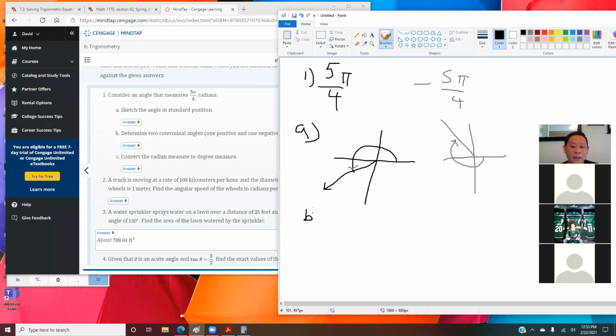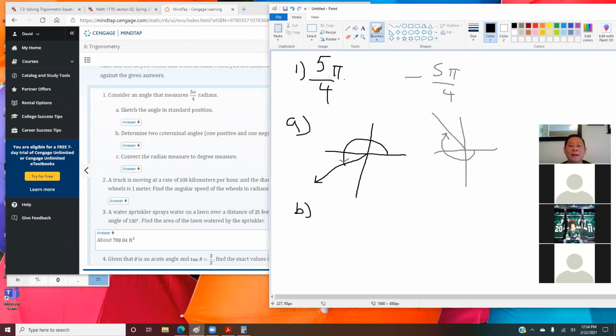Right. Next, B. Can you find me 2 coterminal angles? One is positive and one negative for this case. So how do you find the positive one? 360 degrees or 2 pi in this case? We don't use degrees because it's radians. So 360 degrees is the same thing as how many radians? 2 pi. Yep. So you add 2 pi. And for the negative one, what do you do? Minus 2 pi. Yes.